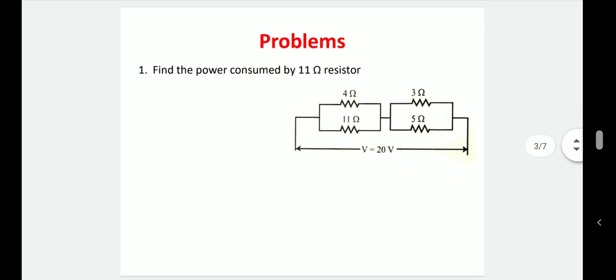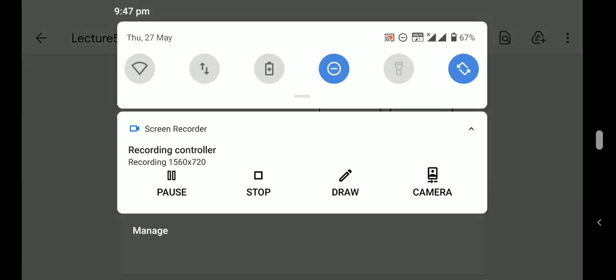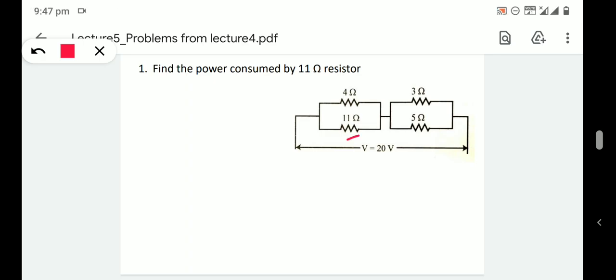First question is find the power consumed by 11 ohm resistor. So, here this is the 11 ohm resistor. So we need to find out the power consumed by that 11 ohm resistor.